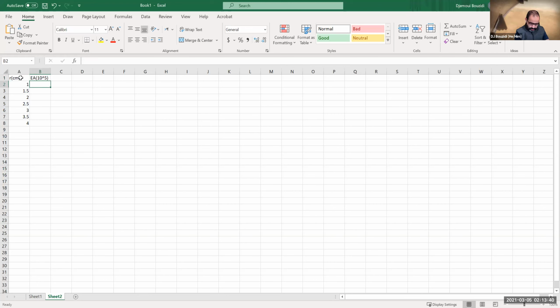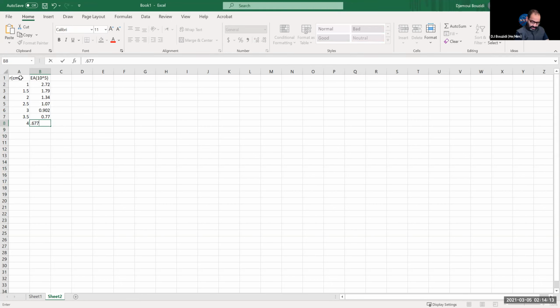So this one is dropping as I expected. Both of them are dropping. One of them drops like 1 over distance, the other drops like 1 over distance squared. At this point, I don't know which one is which. It drops from 2.72 to 0.79, 1.34, 1.07, and then down to 0.902, 0.770. There are 3 sig figs in here, by the way. Excel doesn't care about that. 0.677. Excel will just basically get rid of the extra zeros. It doesn't care about sig figs.